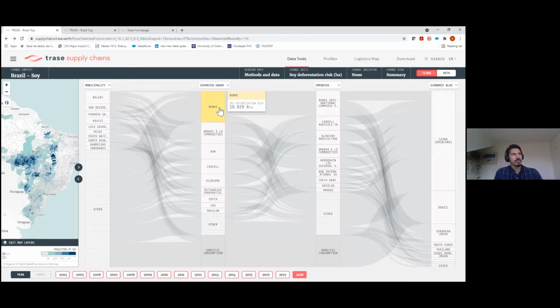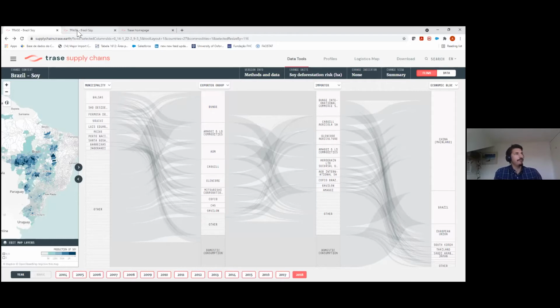It's called the soy deforestation risk, which is basically an indicator whose unit is hectares. I will be explaining in more detail how we calculate this. I think this must be a question that you guys have in mind, but then we can dive into the methods, the limitations, the assumptions of this information.